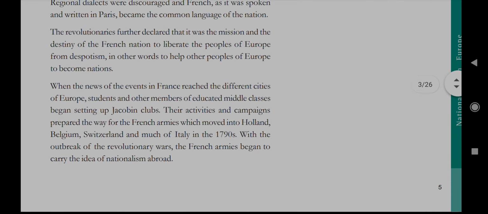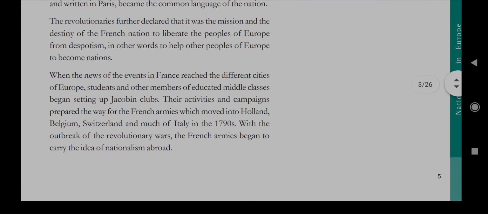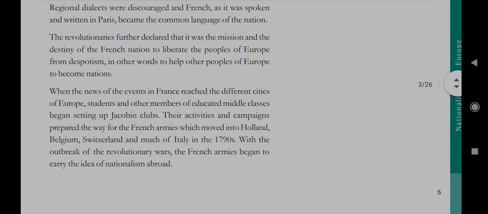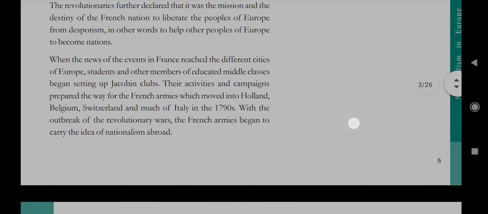The next is: the revolutionaries further declared that it was the mission and the destiny of the French nation to liberate the people of Europe from despotism. In other words, to help other people of Europe to become nation states. The revolutionaries declared that it was the mission and the destiny of the French nation that it should free all other nations as well and help them to become nation states.